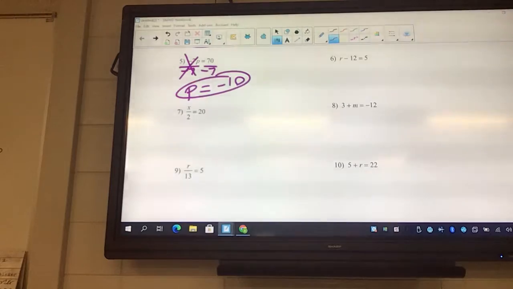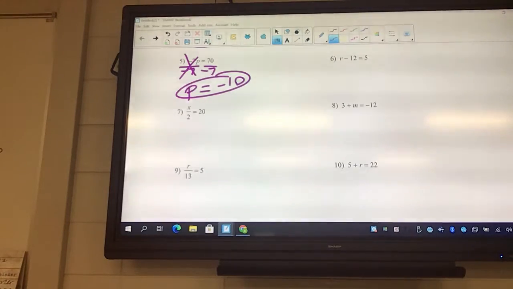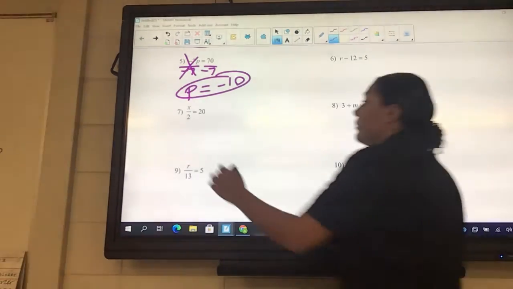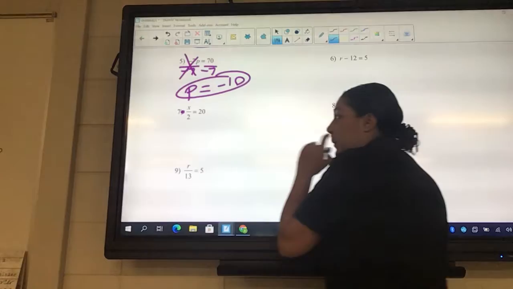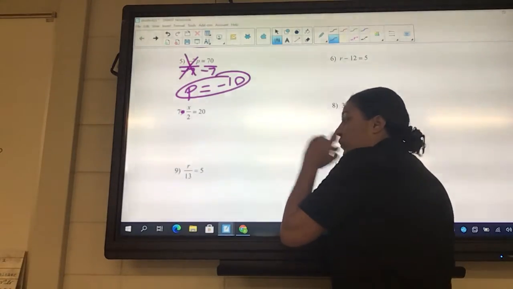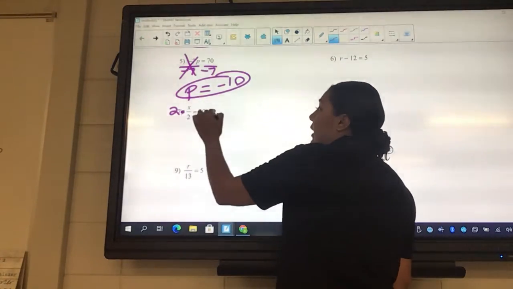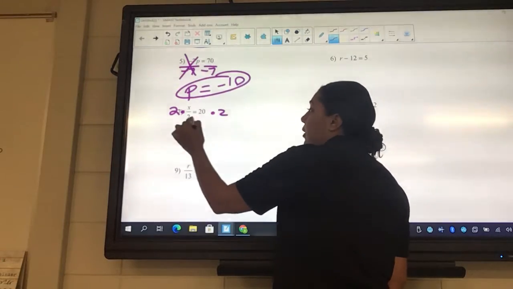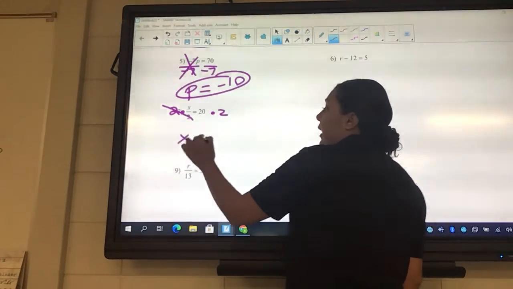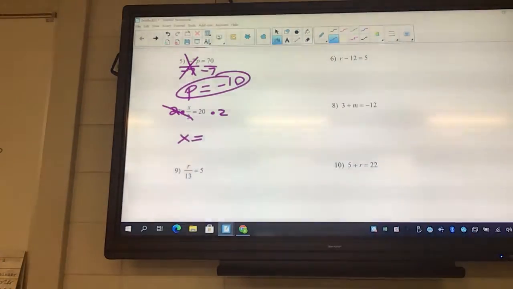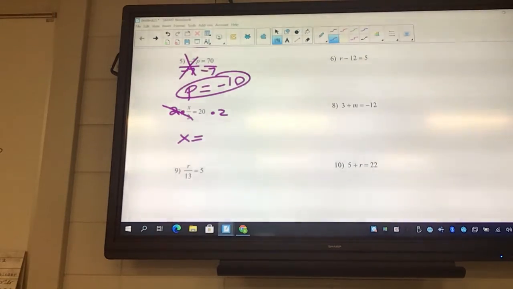Number 7. We got x over 2. What's over mean? It means divide, so what do we need to do? We need to multiply. So we're going to say multiply by what? 2. We're trying to get x by itself. If I multiply one side by 2, I need to multiply the other side by 2. So I got x equals 2 times 20, 40.